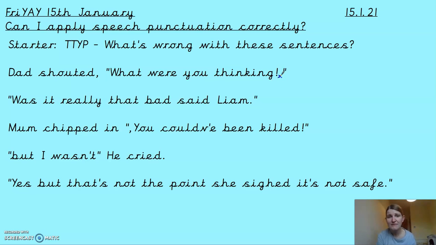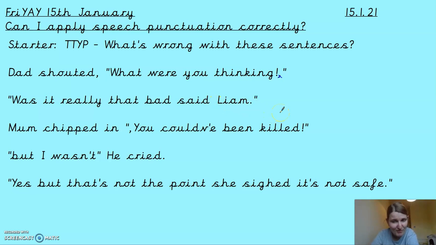So we don't actually need that comma there. Okay. Obviously, if it was the other way around, if we had, what were you thinking? Dad shouted, you could still use the exclamation mark, or you might use the comma because it comes before the verb. Okay, but you couldn't just have the comma on its own because it's the end of the sentence there. And then we've got, was it really that bad, said Liam.